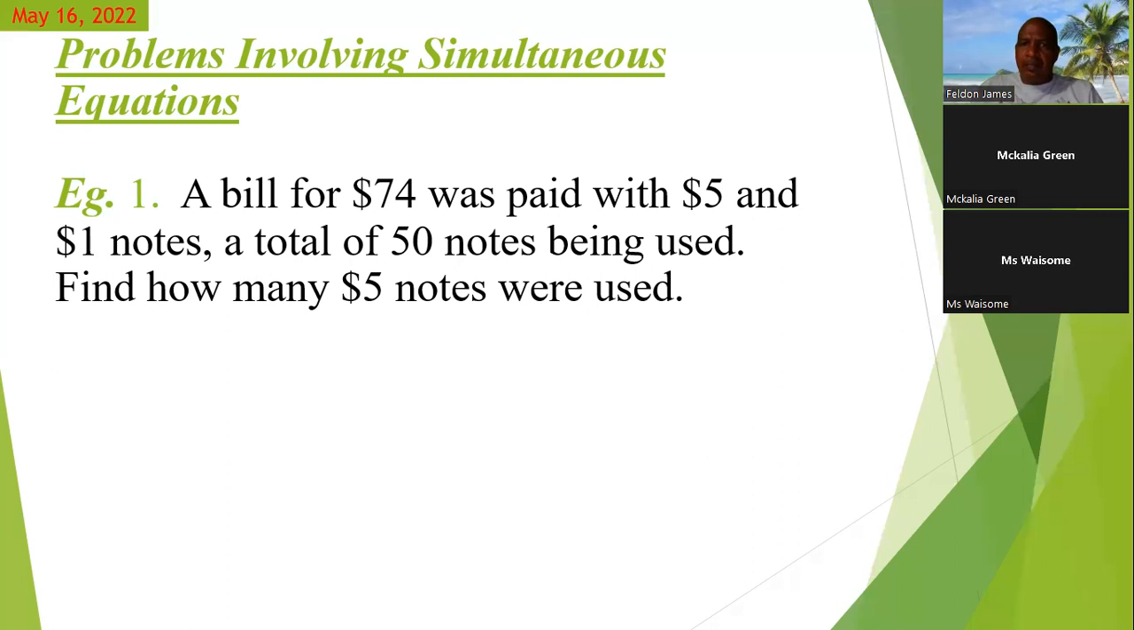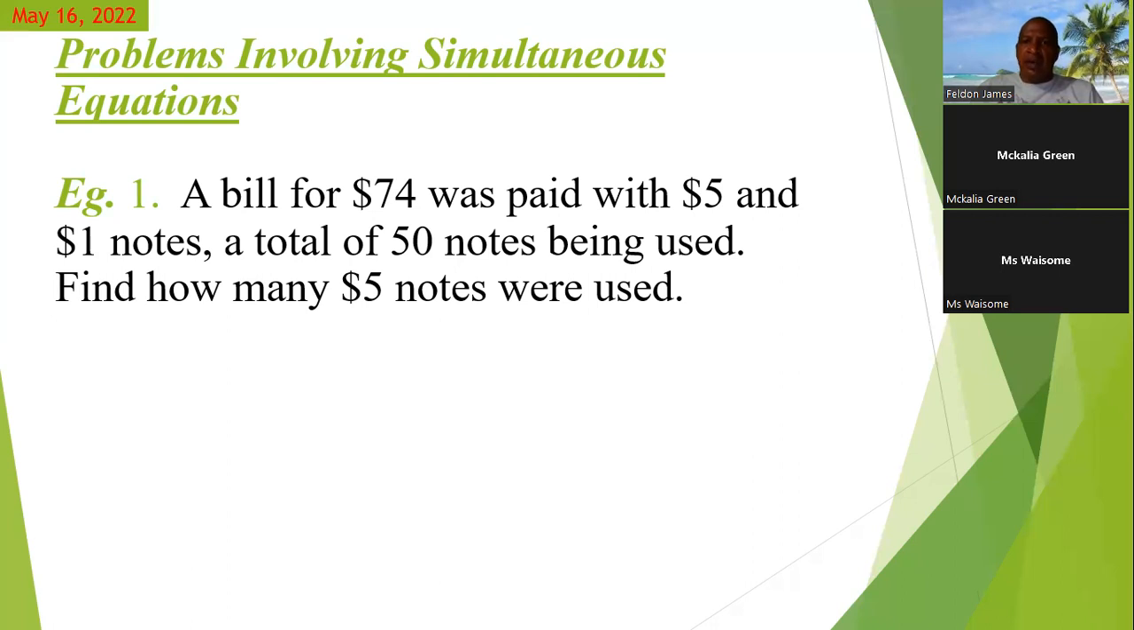Yes, sir. That would be the amount of $5 notes that were used. Right. So we don't know the amount of $5 notes. What else can we consider that would be an unknown? Would we know the amount of $1 notes? No, sir. So that too would be considered as well. Right. Because we don't know how many $5 notes and we don't know how many $1 notes.